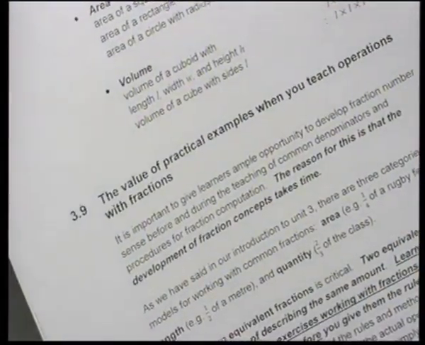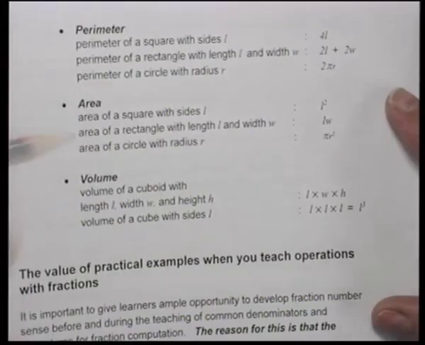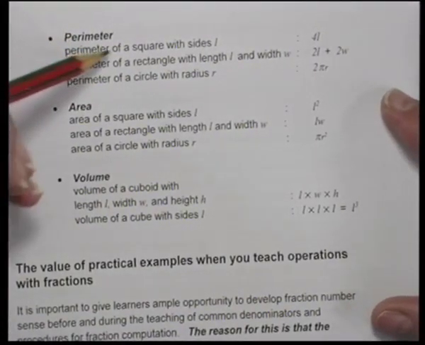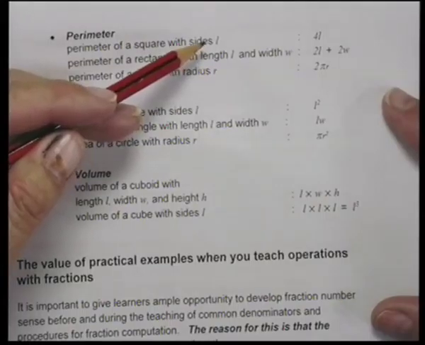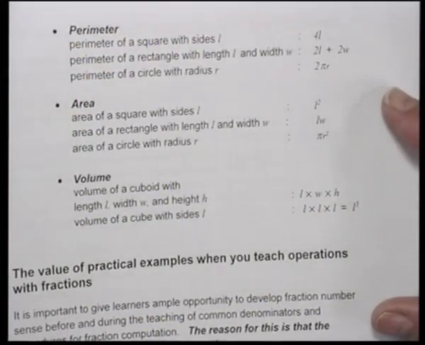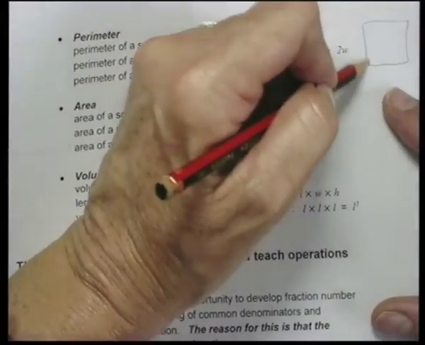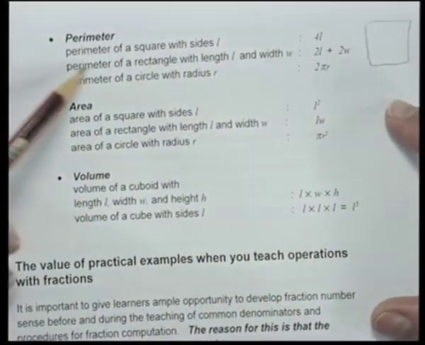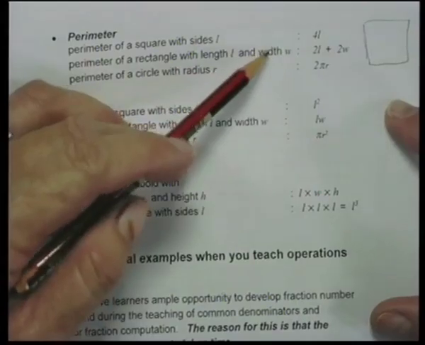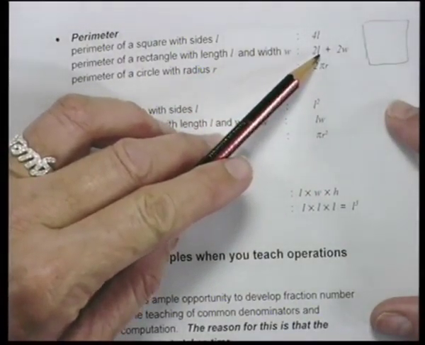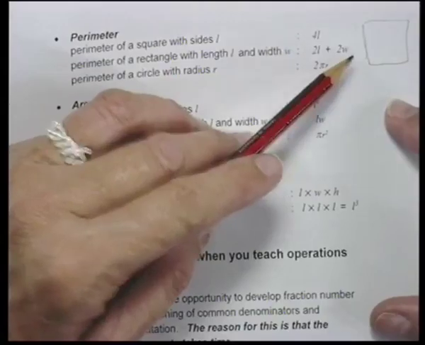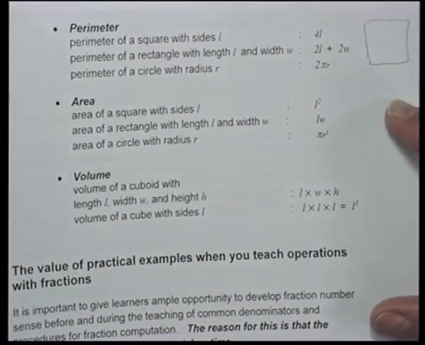Okay, the next part that is very important is the perimeter. We must know the formula. The perimeter of a square with sides L is 4 times L. Perimeter is around the figure. The perimeter of a rectangle with length and width is 2 times the length plus 2 times the width. And the perimeter of a circle with a radius r is 2 times pi times the radius.